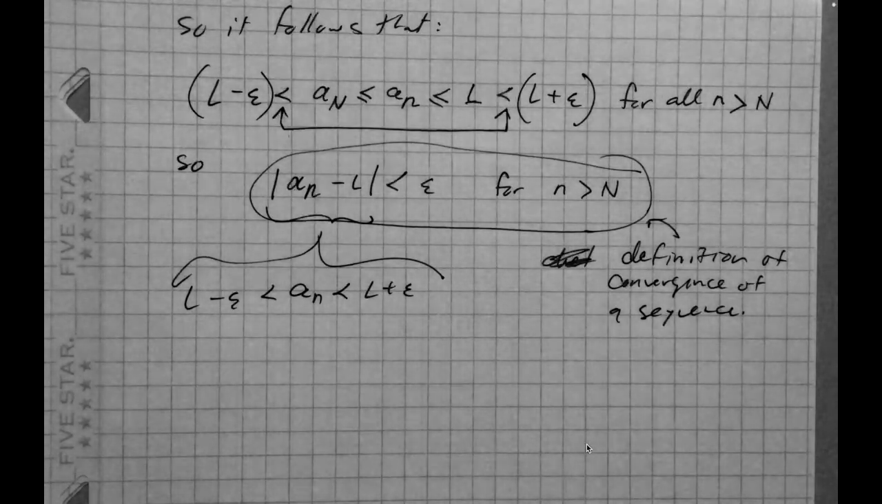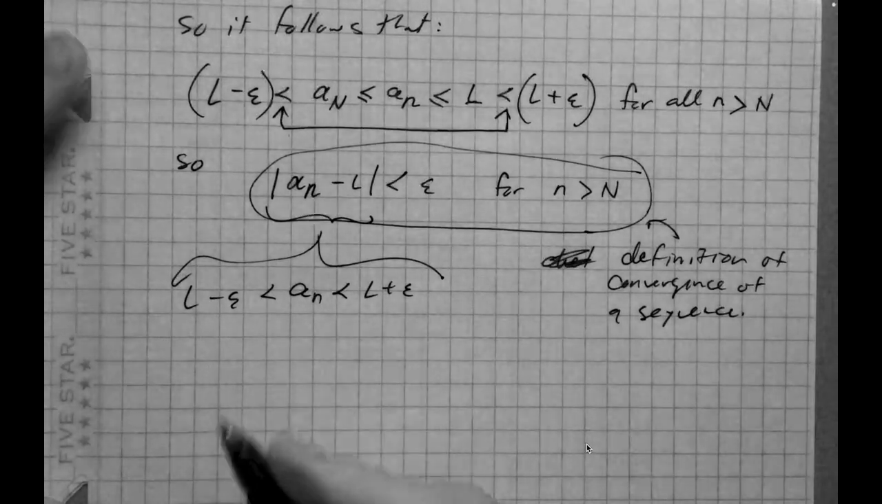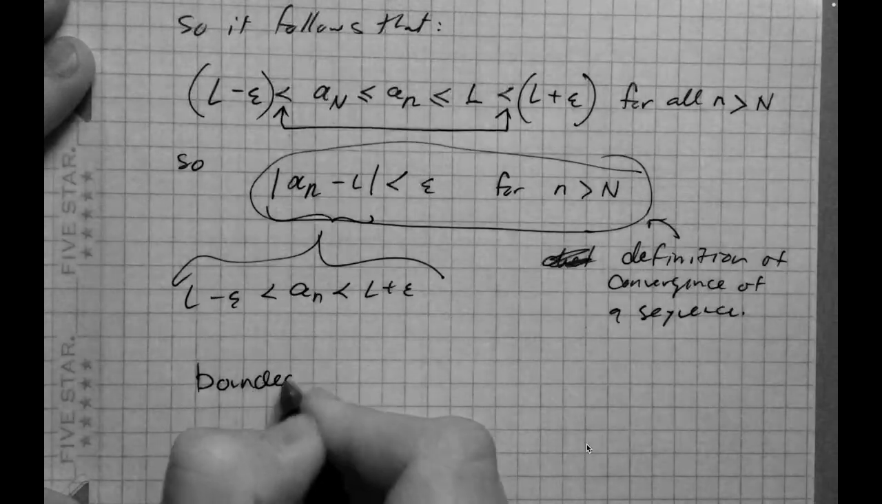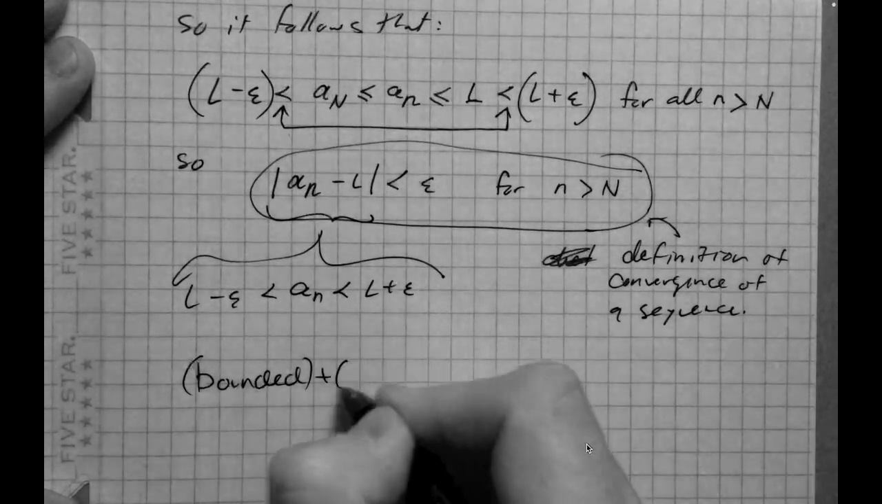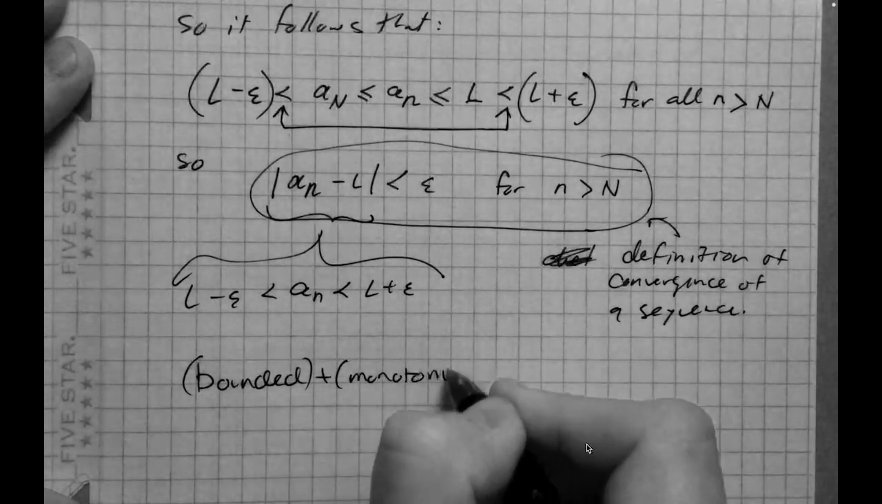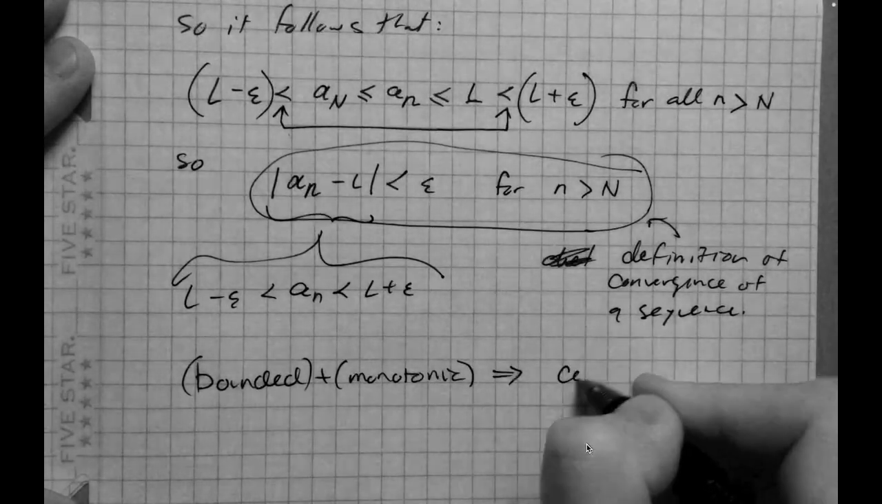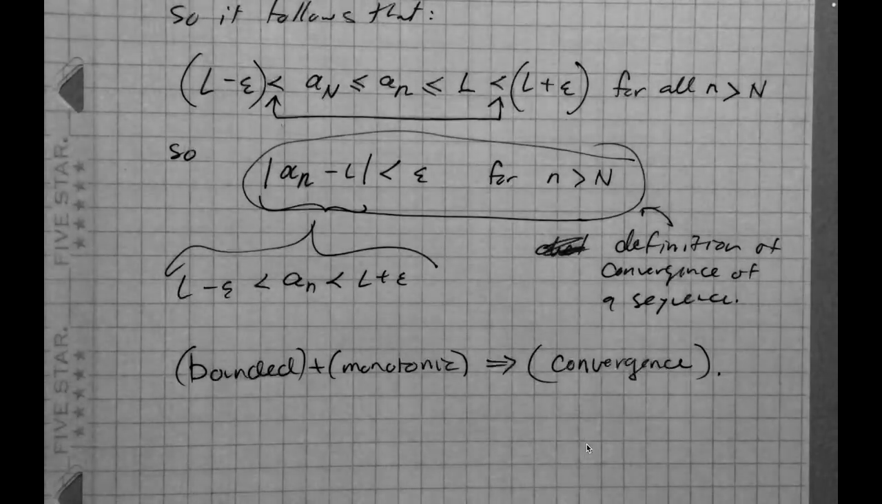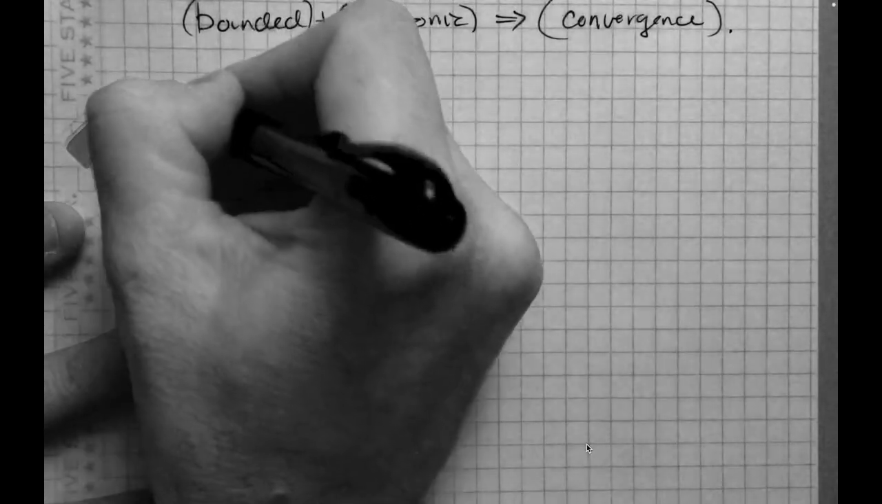So fantastic, bounded and monotonic implies convergence. That's good. That's great. Let's do an example, and then we'll wrap this up. This has been a very long lecture.